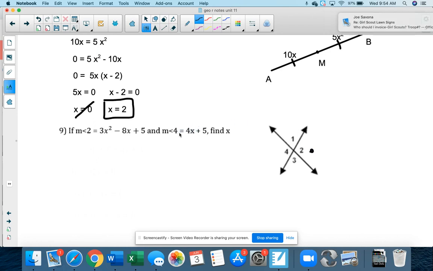And then I have angle 4 is 4x plus 5 over here. Angle 2 and angle 4, if you remember, those are called vertical angles. Vertical angles are opposite each other. They're equal to each other.